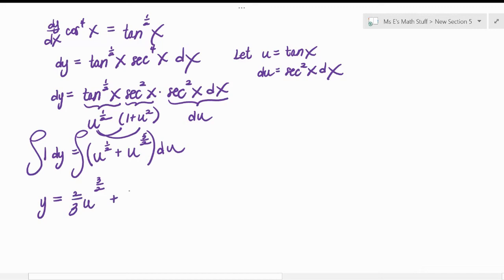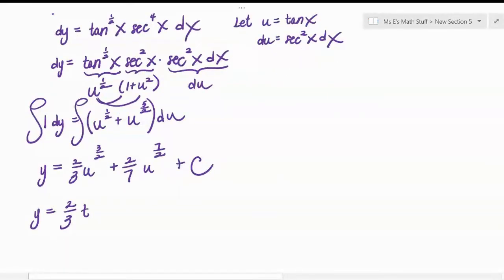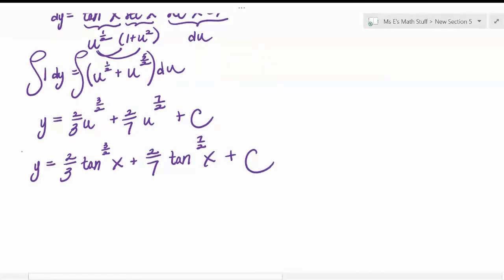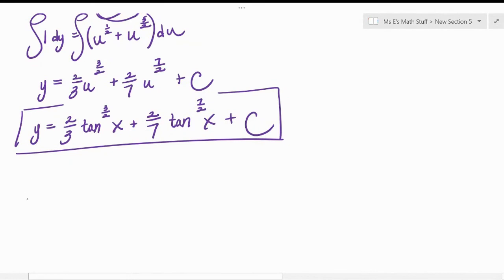Let's see, add 2/7 u to the 7/2, plus c. There we go. Back substituting, let's see, we'd have 2/3. Let's see, u was tangent of x. Like so. This is one perfectly good version of the answer. Just getting you ready for multiple choice situations.